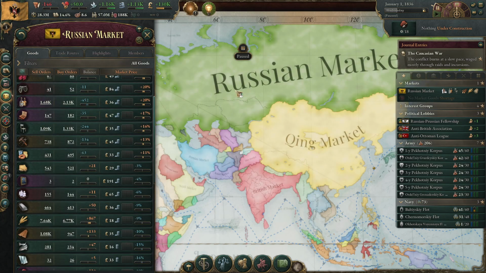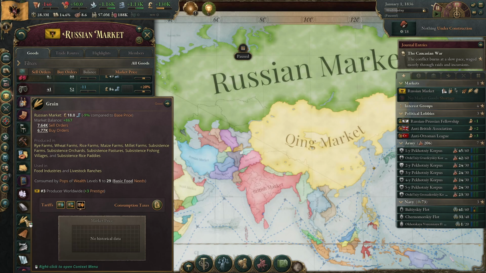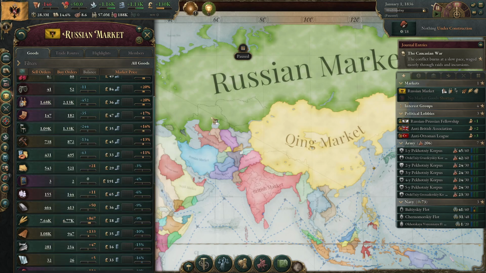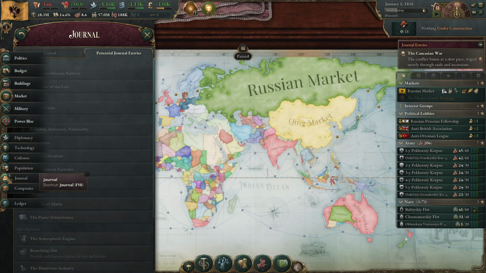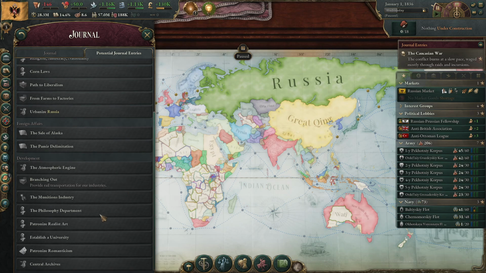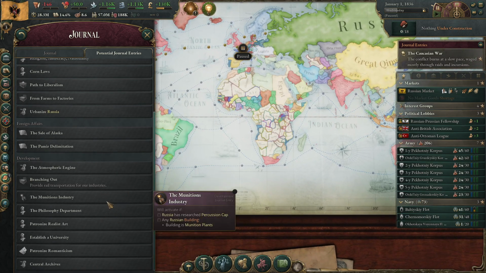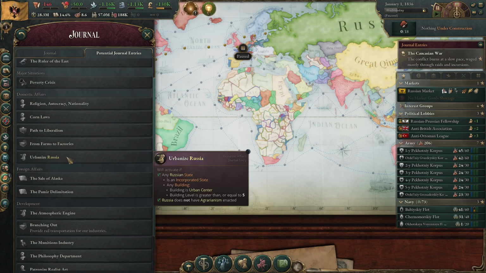Another important one is that there are several events that you want to use. For example, this corn law event makes all laborers in the country 10% more loyal, and for such a large country, that's a lot. And there are a few very important ones that give very big modifiers that you should try to use. For example, this one, urbanize Russia, I think gives plus 20% increased loyalists from standard of living increases for 5 years.